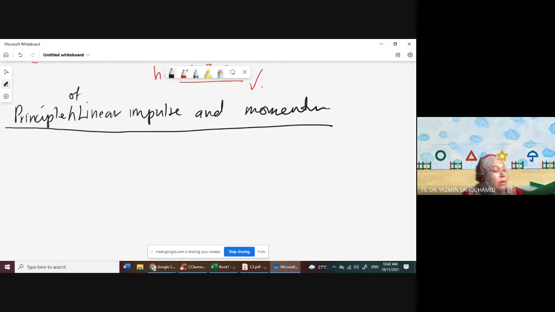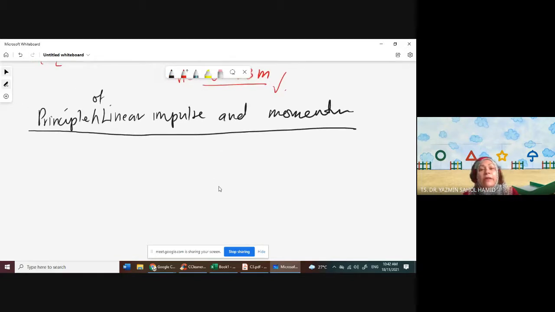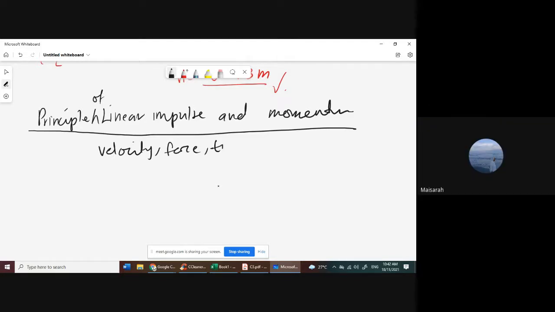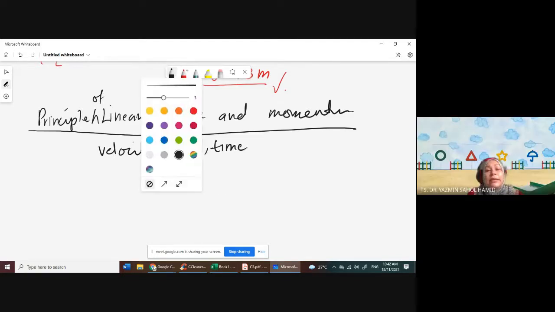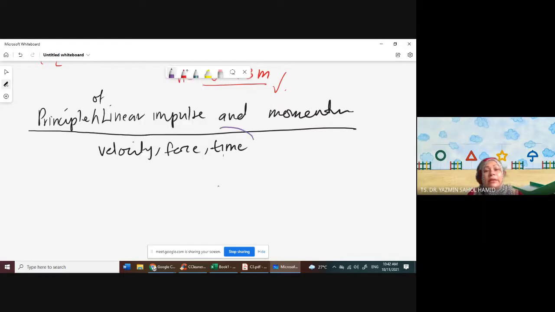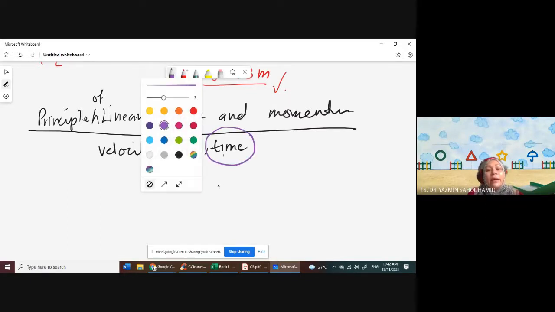Okay, do you remember what is the difference of principle of linear impulse and momentum and work energy? Work energy, dia focus on what? Displacement, betul tak? Kalau principle of linear impulse and momentum, what does it do? It solves velocity. Apa lagi? Force. Time. So you must understand the key word here is time.